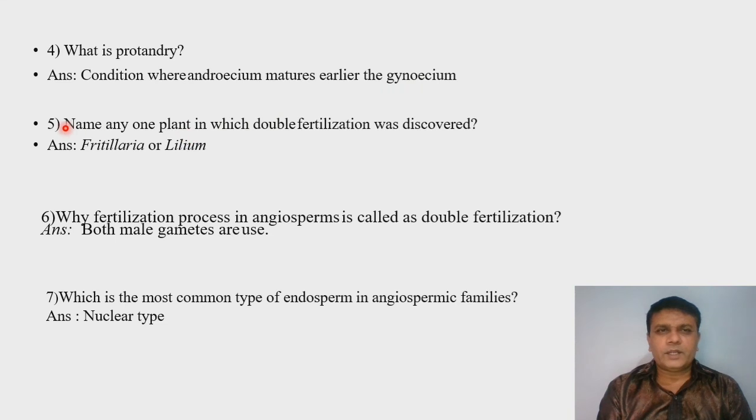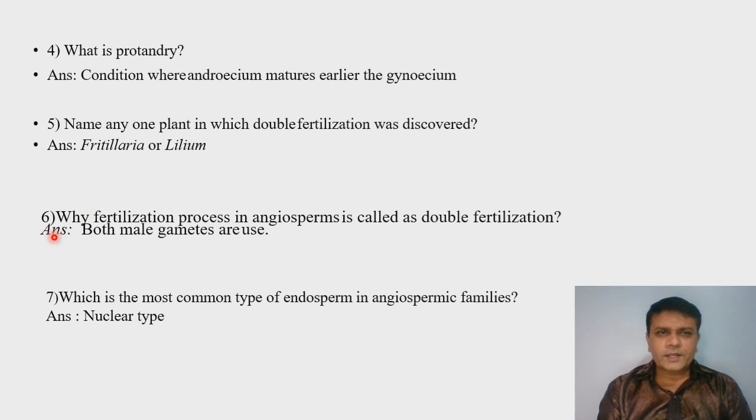Then the next question is name any one plant in which double fertilization was discovered. Now you know that the scientist called as Nawaschin discovered first the process of double fertilization in angiosperm, and it was discovered in the plant called as Fritillaria, or it is called as Lilium.